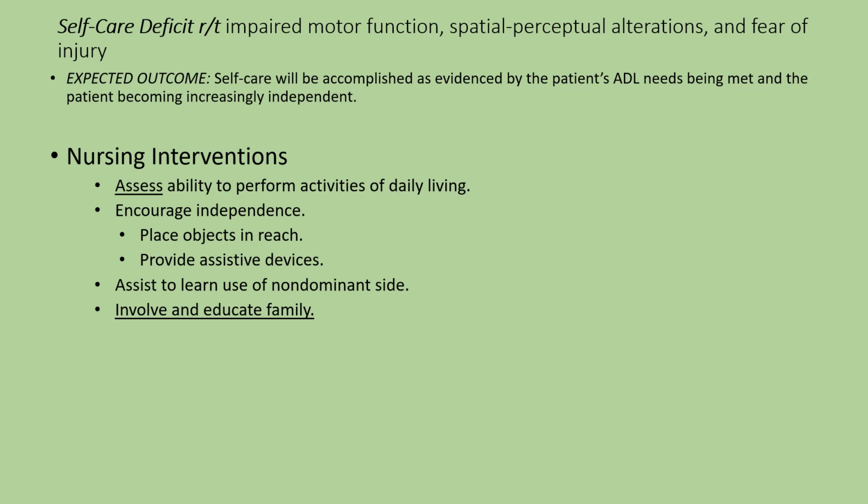Place objects within reach and within visual fields. Place fluids within the patient's visual field, and encourage use of assistive devices. Assist the patient with learning to use the non-dominant side of the body. The rationale is that if the dominant side is affected, the patient may have to use the non-dominant side. Provide positive feedback to help reduce discouragement with slow progress. And provide education for family members and significant others regarding the patient's deficits and recovery plan. The family can assist the patient with mobility if they understand what needs to be done.